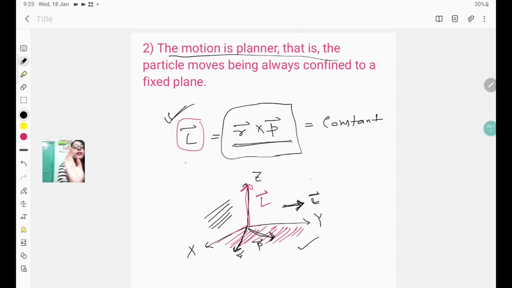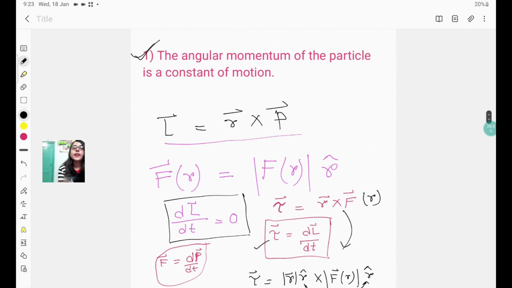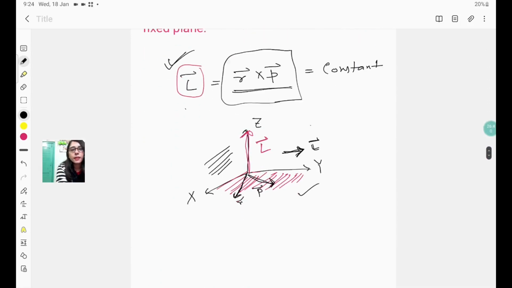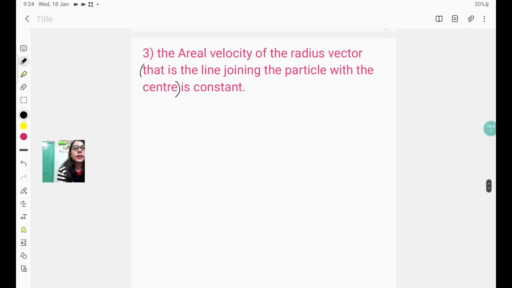Okay, so in case of planetary motion, in case of central force motion, the motion is planar, that is the particle moves always in a fixed plane. Why is it possible? Because L is constant, and L is constant has already been proven in the first scenario. Okay, so the two points have been proved. Now we are coming to the third one, that is the areal velocity of the radius vector. What is the radius vector? That is the line joining the particle with the center, and it is constant.